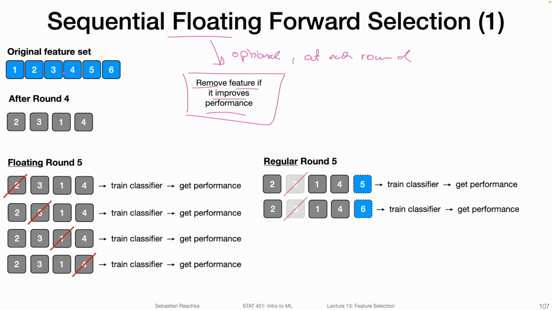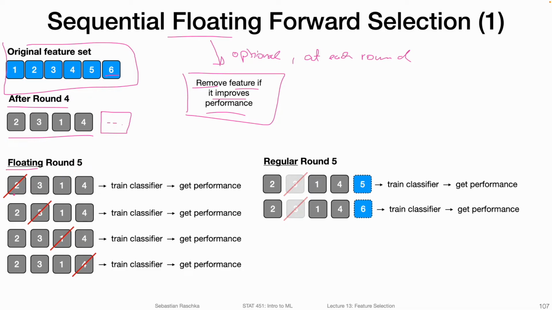So how does it look? For reference, consider our original feature set again with 6 features. After round 4, we have the following subset consisting of features 2, 3, 1, and 4. Now, if you recall from the previous slide, in regular forward selection we would select the next feature here. However, in the floating variant, we have an optional step where we optionally remove a feature if it improves the performance.